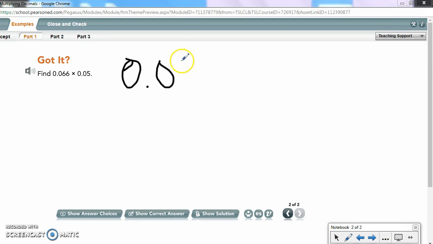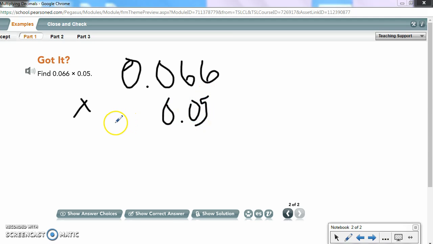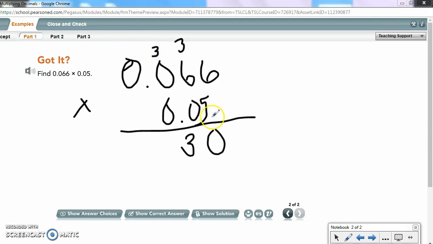So if I have 0.066, they want me to multiply that by 0.05. Remember, you do not need to line up the decimal for this one. That's only when you add or subtract decimals. 6 times 5 is 30. Carry my 3. 6 times 5 is 30, plus 3 is 33. Carry my 3. 5 times 0 is 0, plus 3 gives me 3. 5 times 0 is again 0. I need to do 0 as a placeholder.